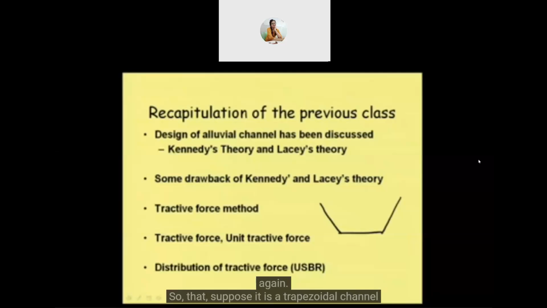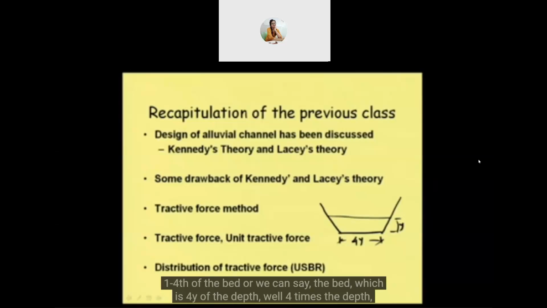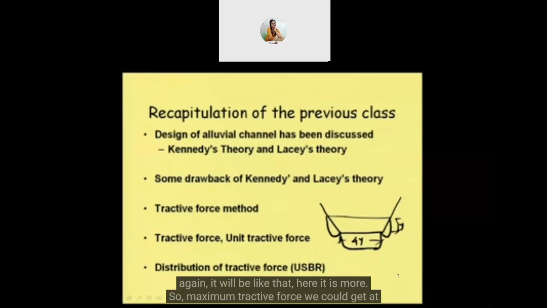Suppose it is a trapezoidal channel, and we were considering a channel where the depth y is one fourth of the bed width, that is, the bed width is 4 times the depth. In that case we got that tractive force distribution. Of course the pattern will be the same. Here it is almost uniformly distributed, and here again it will be like that. Here it is more, so we get the maximum tractive force at this point.